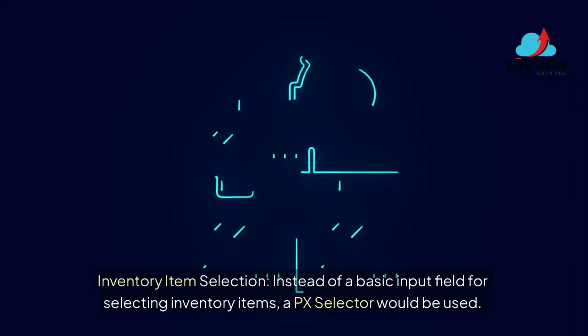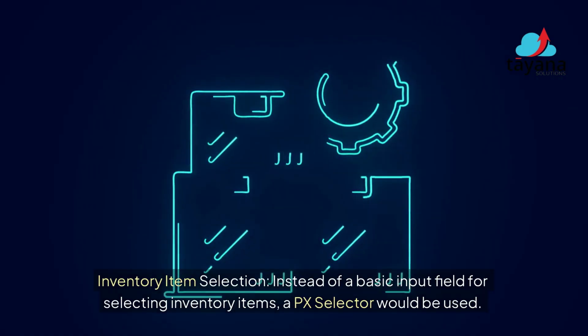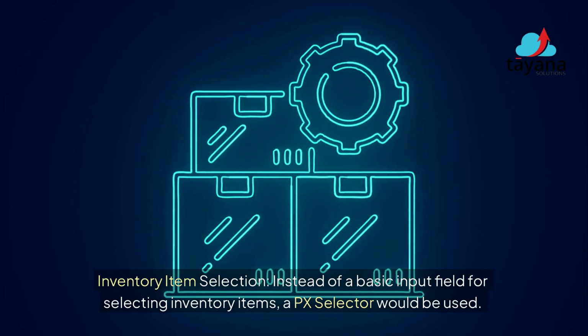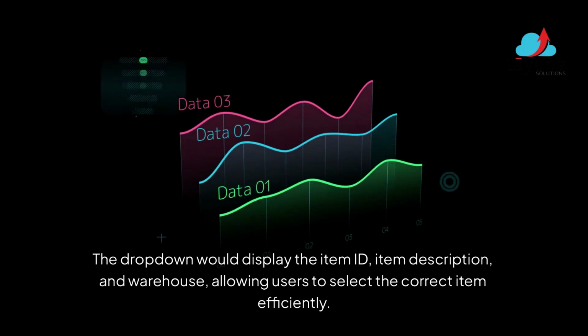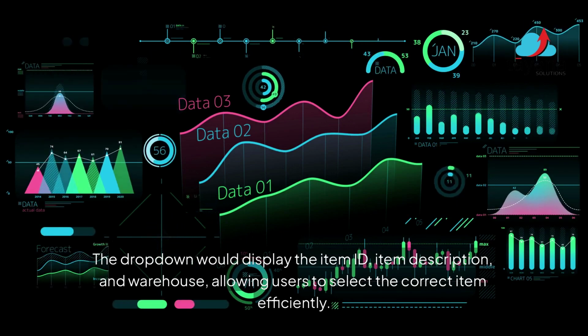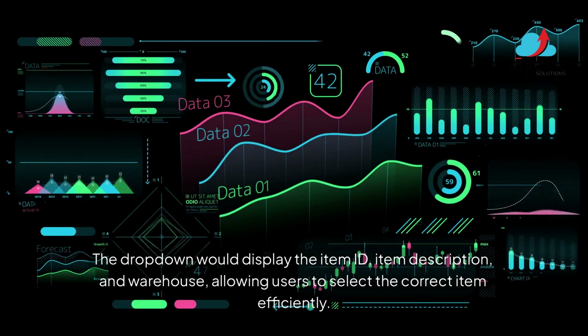Example: inventory item selection. Instead of a basic input field for selecting inventory items, a PX selector would be used. The drop-down would display the item ID, item description, and warehouse, allowing users to select the correct item efficiently.